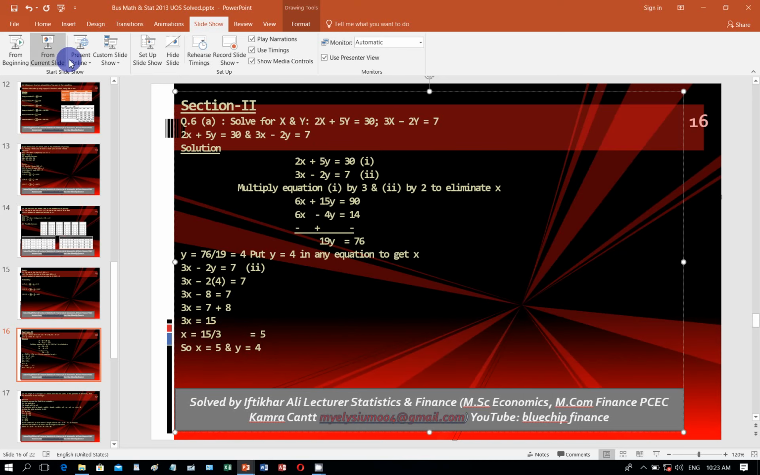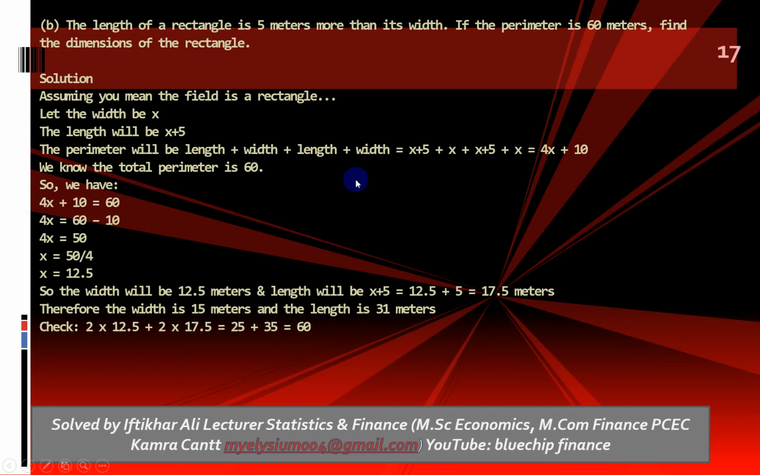After that, we move to the B part. The length of a rectangle is 5 meters more than its width. If the perimeter is 60 meters, find the dimensions of the rectangle. Assuming the field is a rectangle, let the width be x, so the length will be x plus 5, because it is given in the question that the length of the rectangle is 5 meters more than its width.